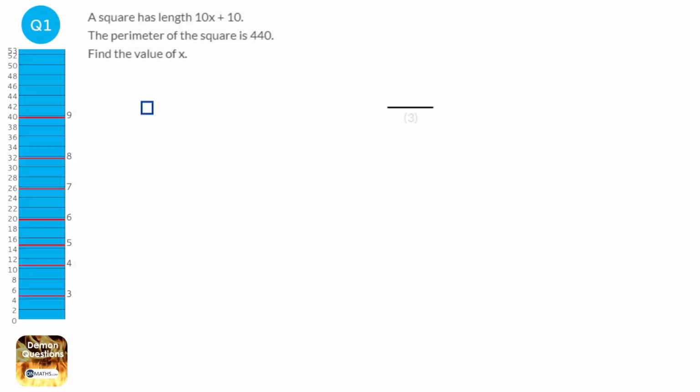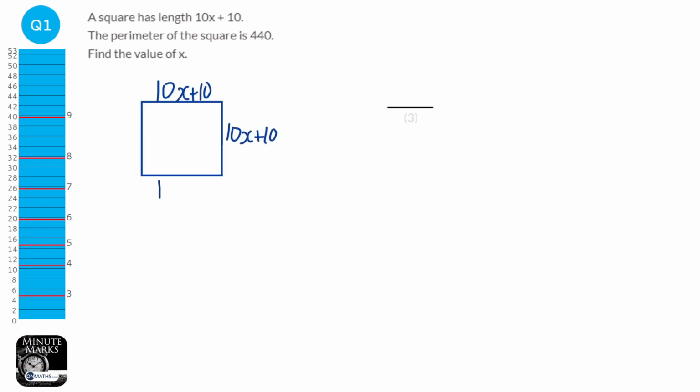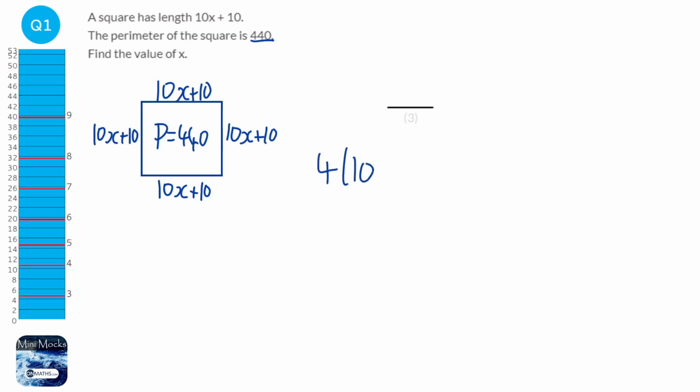First thing I'm going to do is just draw the square out, and we know the length of it is 10x plus 10, but it is a square, so that's the same all the way around it. But we're also told that the perimeter is 440, so the perimeter is 440. So what we can do is work out the perimeter in algebra by multiplying 10x plus 10 by 4, or just adding up the four lengths that we've got. So we're going to do 4 times 10x plus 10. But we also know that that is going to be 440 because we're told in the question that the perimeter is 440.